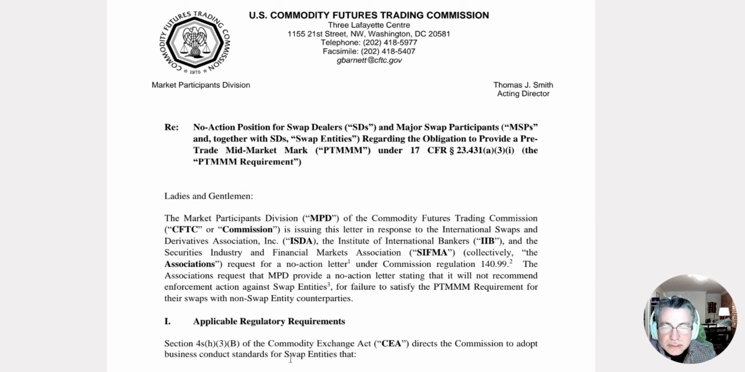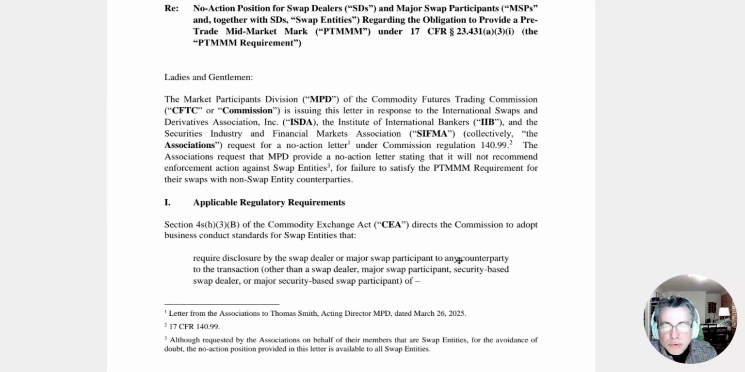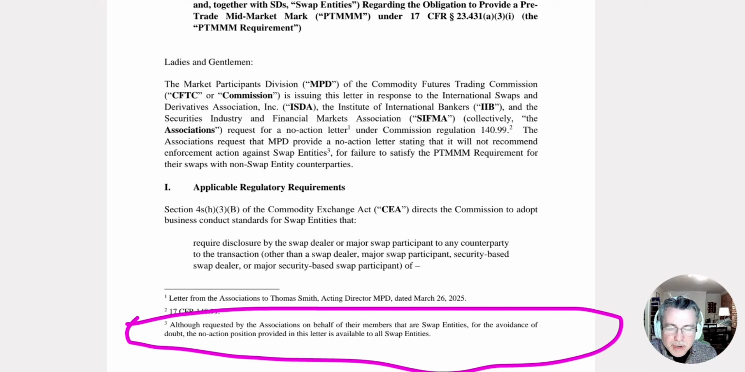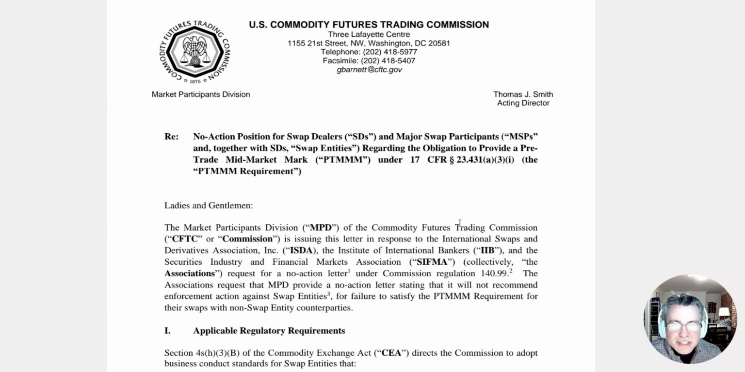So three very large trade groups, ISDA, SIFMA, and the Institute for International Bankers, requested this no action relief dealing with pre-trade mid-market marks on swaps. Normally, if a trade group writes in, the no action letter could apply to all members of the trade group, but this is very unusual in that it applies to everyone, not just the members of these trade groups. But if you see another no action letter somewhere, remember, even if your facts perfectly match that letter, you have to write in for your own no action letter. Unlike at the SEC, you can't rely on somebody else's no action letter.